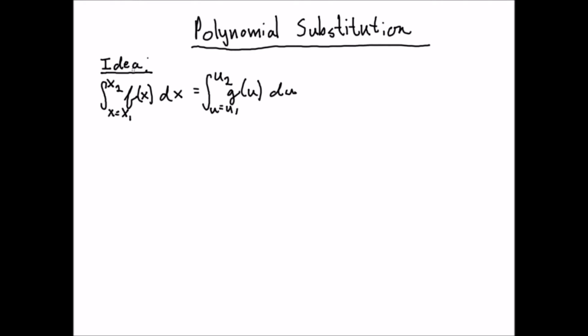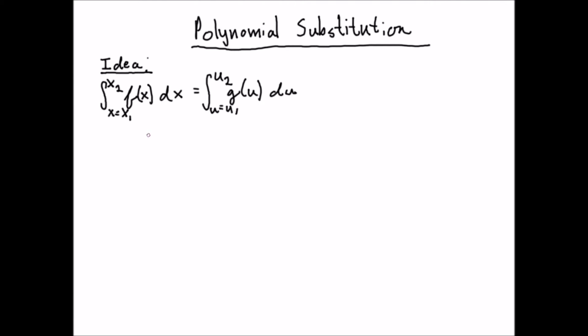So the general idea of polynomial substitution is we're trying to transform one integral of one variable x into another integral over another variable u. This also requires us to change the limits of integration. Here we have a function f of x, and we're going to transform it into another function g of u, which is being integrated with respect to u.